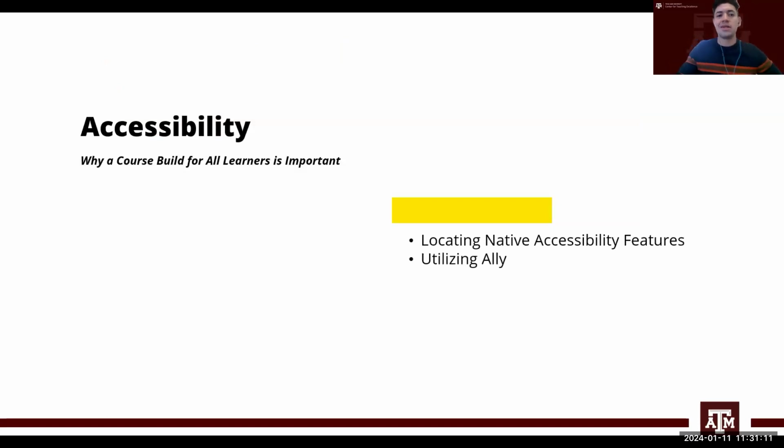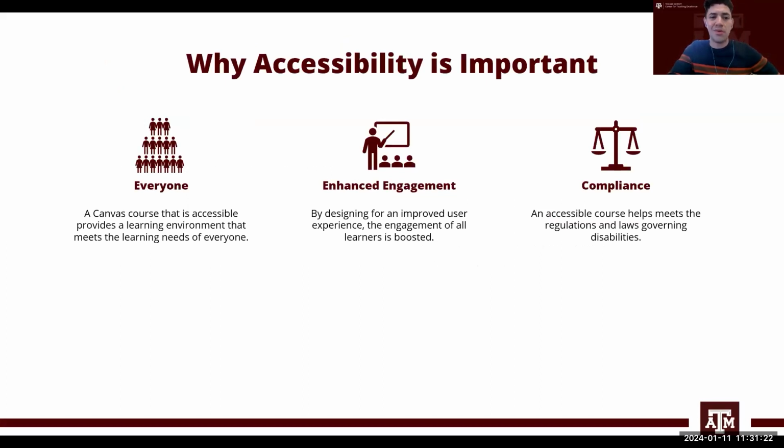The next part is accessibility. Canvas is great to ensure that you have an accessible course. You can produce material that is accessible for all students. So why is it important? Number one, it is good for everyone, right? Make sure that we use the right fonts, the right colors, that the font is not too small, that it's easy to read, making sure our documents can be read through a screen reader for those students that need it. It enhances engagement as well, because you know that you're boosting learning for all students. And then finally, the compliance piece. We need to make sure our courses are accessible. It is regulated by the law.